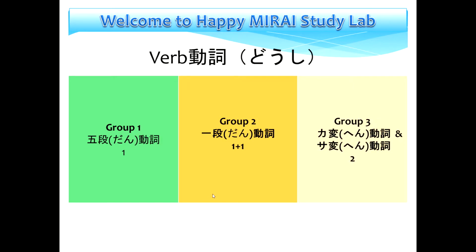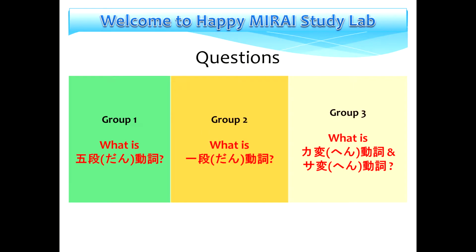So don't be surprised by how they divide or define the Japanese verbs. It can be 3 groups, which is group 1, group 2, group 3, or it can be 4 groups or 5 groups, using the Japanese words: Godan Doshi, Ichidan Doshi, Kahen Doshi, and Sahen Doshi. Questions: What is Godan Doshi? What is Ichidan Doshi? And what are Kahen Doshi and Sahen Doshi? Let me explain one by one.